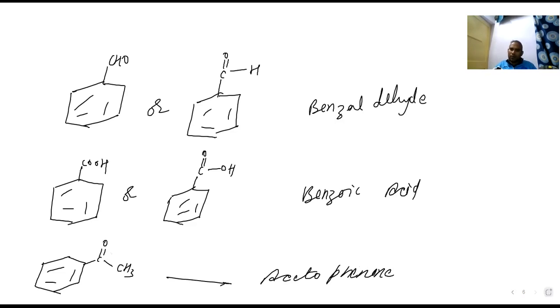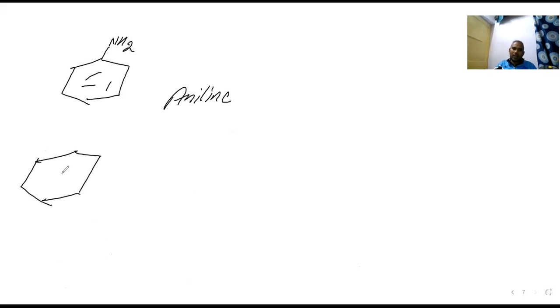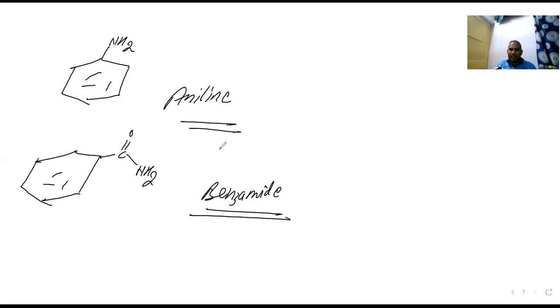Next one, again, one more compound, let us slide down. If the benzene ring contains an NH2 group, its name is aniline, right? One more, the very last one. If I am having C double bond O and here is NH2, this is known as benzamide. So many compounds are there. Although it is very hard to memorize, when you practice 2-3 times, you will be able to understand this.